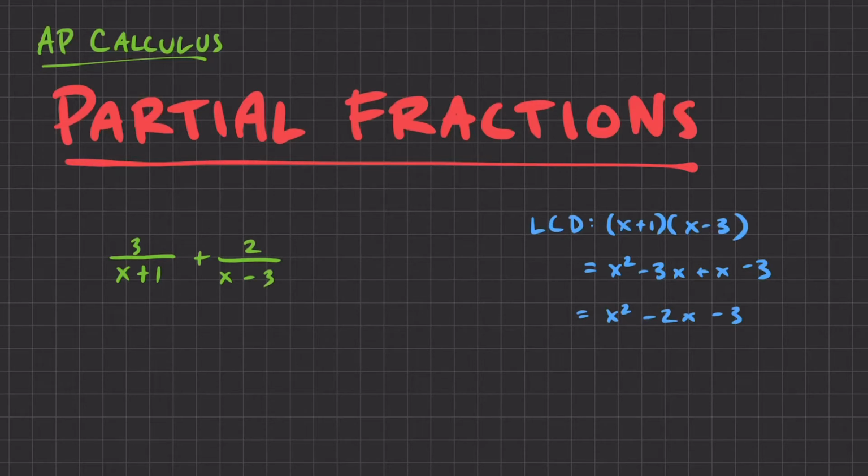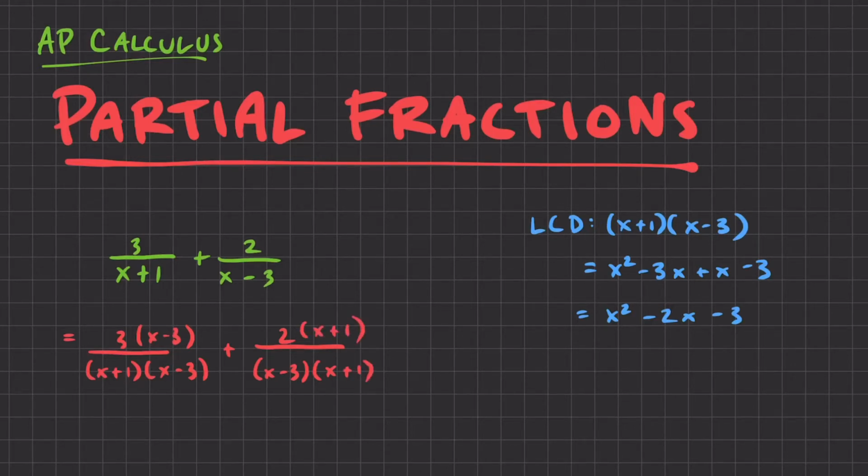But let's take a look at what happens when we change that denominator. So what we're going to do is we're going to say that this is going to be 3 times x plus 1. And in order to turn this denominator into the least common denominator, we need to multiply it by x minus 3. So we're going to multiply the top and the bottom by x minus 3. And we'll get something that looks like this. Okay, and then we will add to that, well, 2 over x minus 3. And in order to turn that denominator into the least common denominator, I'm going to multiply the top and the bottom by x plus 1.